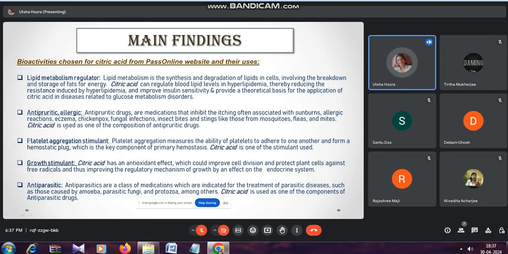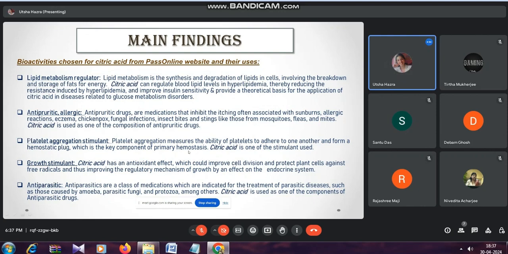Next, the bioactivity is platelet aggregation stimulant. Platelet aggregation measures the ability of platelets to adhere to one another and form a hemostatic plug, which is the key important of primary hemostasis. Citric acid is one of the stimulants being used.